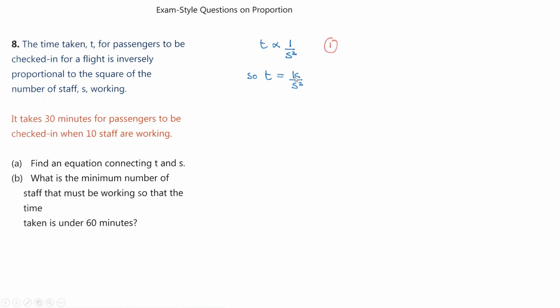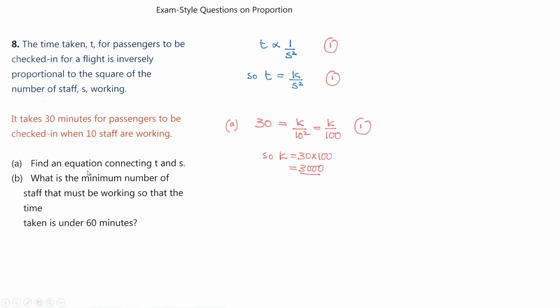We've got to work out what that K is, just like every other question we've done so far. Just like every other question, put the numbers in. T is 30 and S is 10. So 30 is k divided by 10 squared, which is k divided by 100, and so therefore k will be 30 times 100, which is 3000.